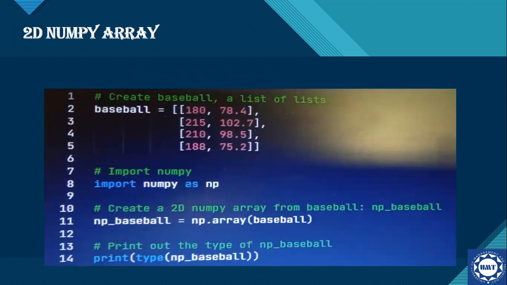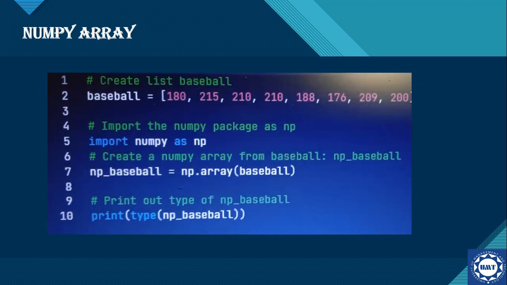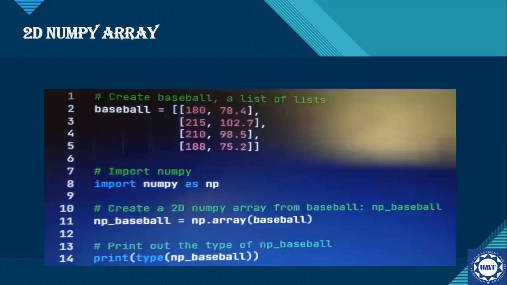It is the same query as the previous one, but the difference is that here you have to understand the 2D NumPy array. The variables you can see there are two values for each subset. Then import NumPy as np. Then create our two-dimensional NumPy array from baseball. When you have created it, then you have to print out the type of np_baseball.